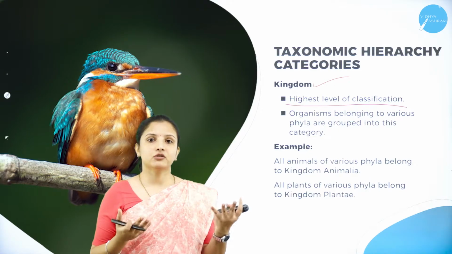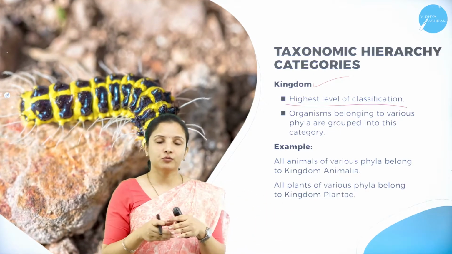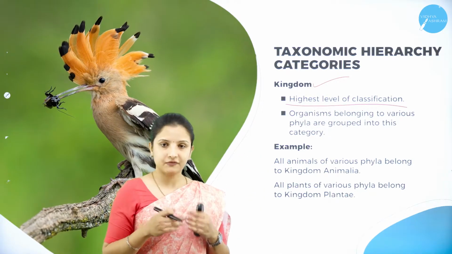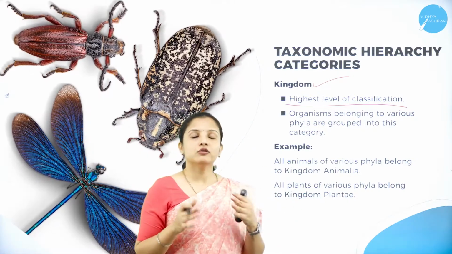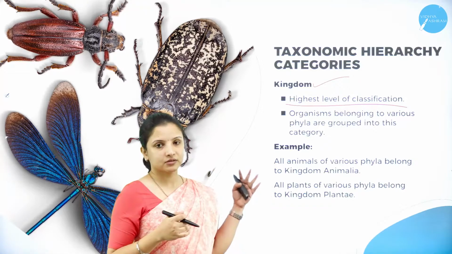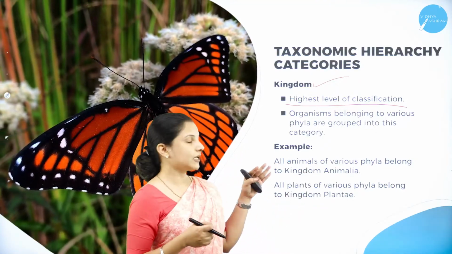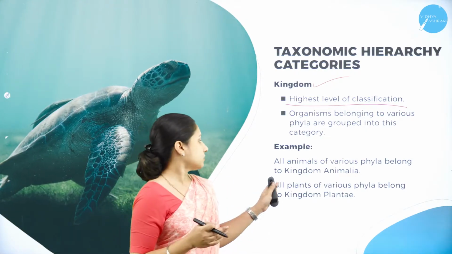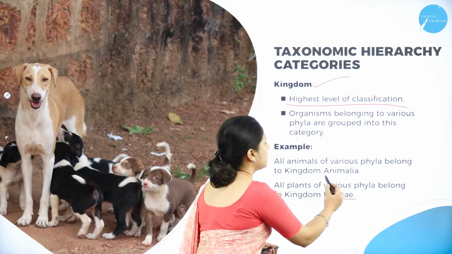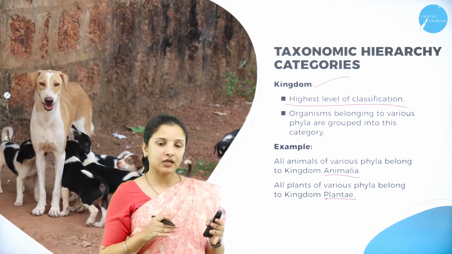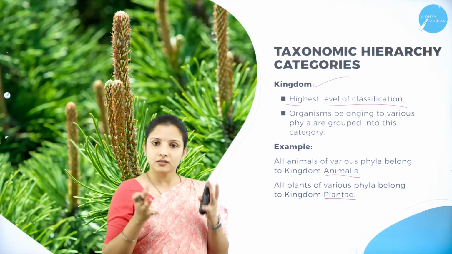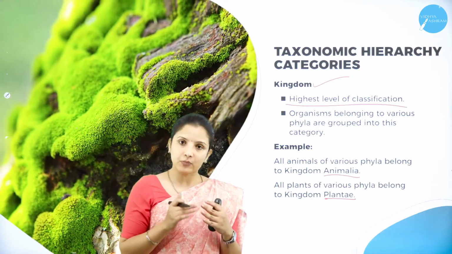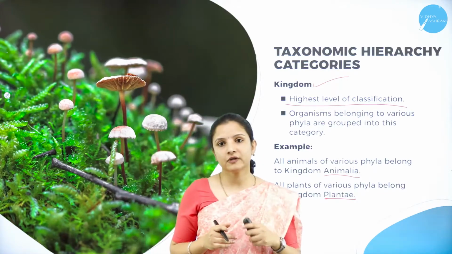As I told you, Animalia and Plantae are together grouped under kingdom. The best example is all animals of various phyla belonging to Animalia. They belong to kingdom Animalia. So under kingdom, you have kingdom Animalia and kingdom Plantae. All plants of various phyla belong to Plantae. So these are the two kingdoms. They are very vast. And as the categorization progresses, the population decreases. The number of animals or groups of species keeps on decreasing. Therefore, kingdom is the highest level of classification.